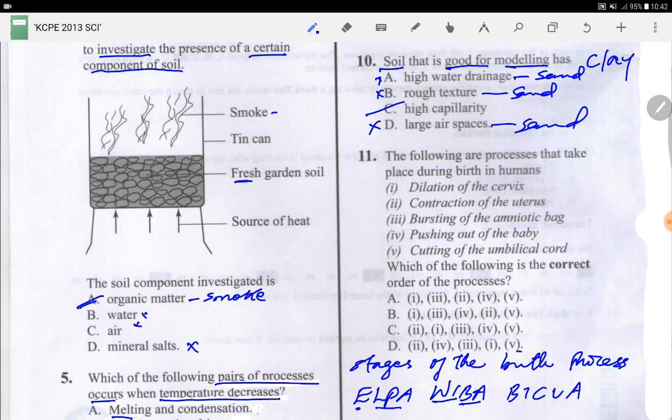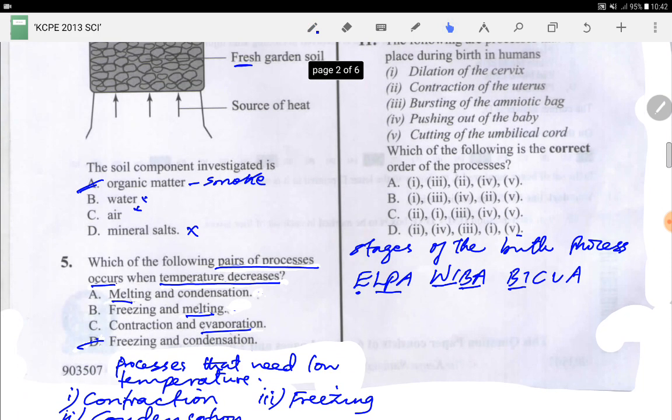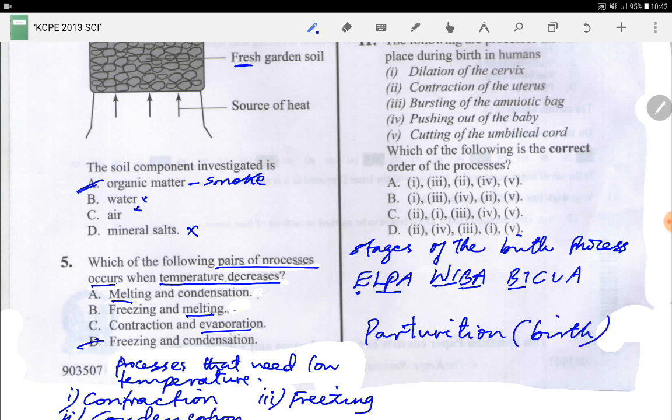After the bursting of the amnion, BI stands for birth. So the baby comes out, and that coming out of the baby is also called parturition. Let me write the word parturition here. P-A-R-T-U-R-I-T-I-O-N. Parturition. So parturition means birth. So BI stands for parturition or birth.